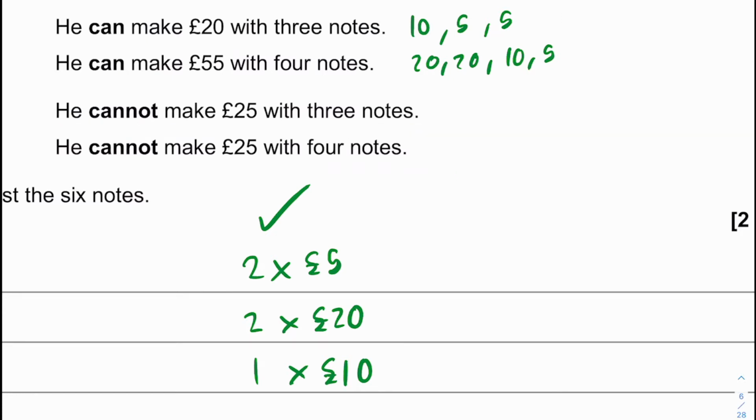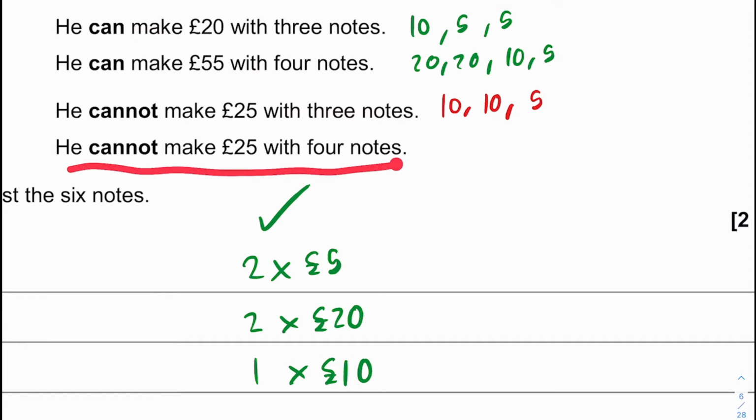So again, let's consider, how can we make £25 with 3 notes? Well, we'd need 10, 10 and 5, okay? So he cannot have, out of his 6 notes, a 10 twice and a 5, okay? We'll then do the same for the final statement.